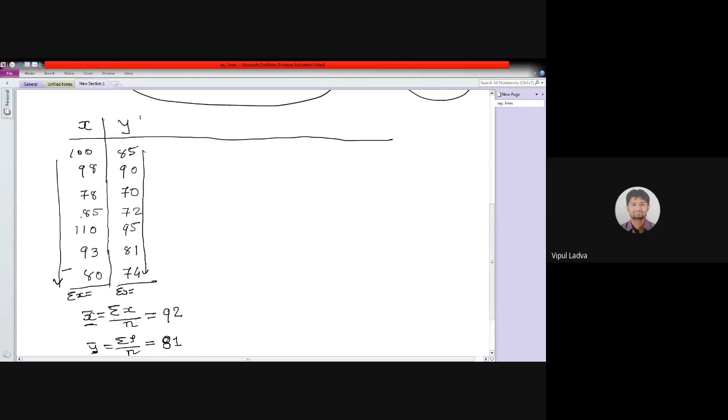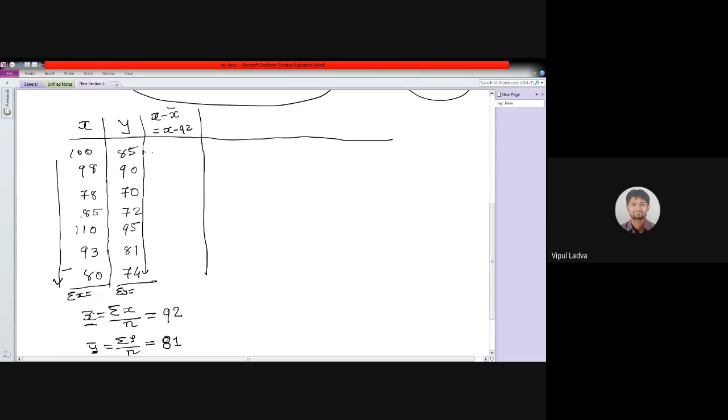That will be x minus x bar. Now for x minus x bar, we have the value of x bar, that is 92. So we will be looking for x minus 92. What we are supposed to do is subtract 92 from each and every observation from the series x.